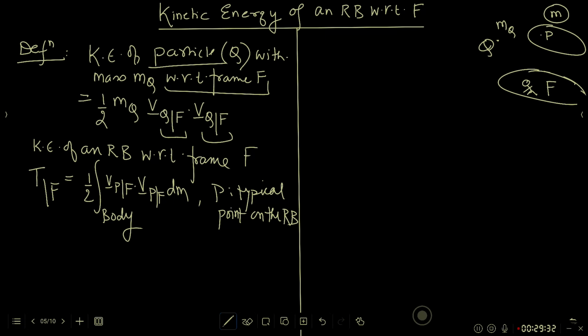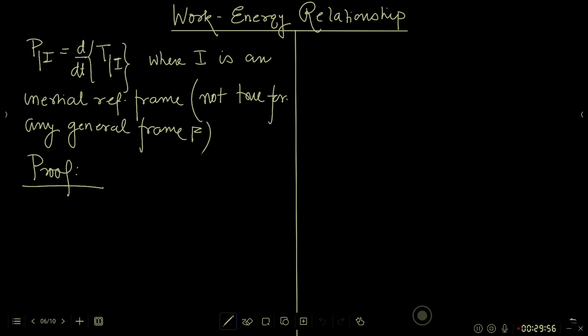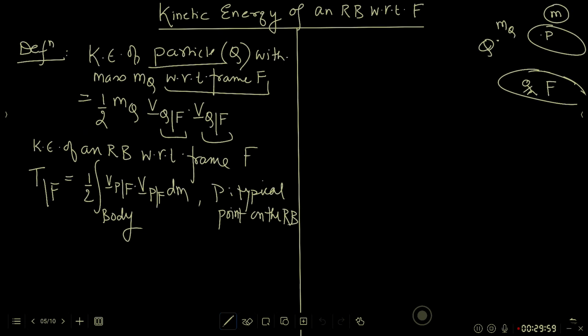Now based on these two definitions, P with respect to F and T with respect to F, one more thing I want to point out: kinetic energy is clearly a scalar. There is a dot product between two vectors, but the result is a scalar, and it is frame dependent. The units would be newton meter or joules.